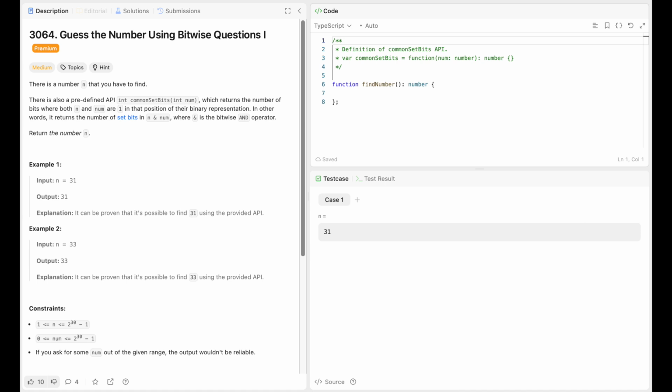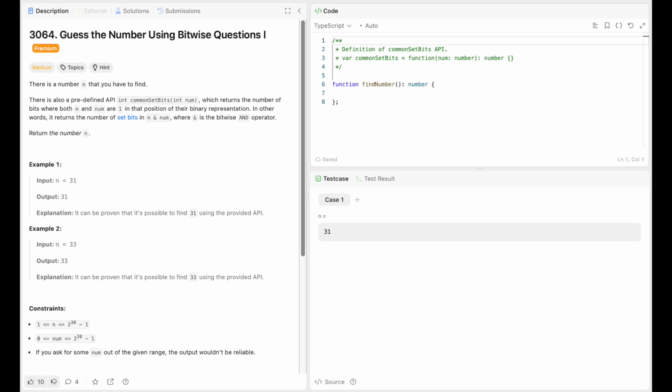Holy moly, so we gotta use some bitwise and binary operators to solve this one. So it's not an easy one. In other words, it returns the number of set bits in n and num, where and is the bitwise and operator. We're going to return the number n.